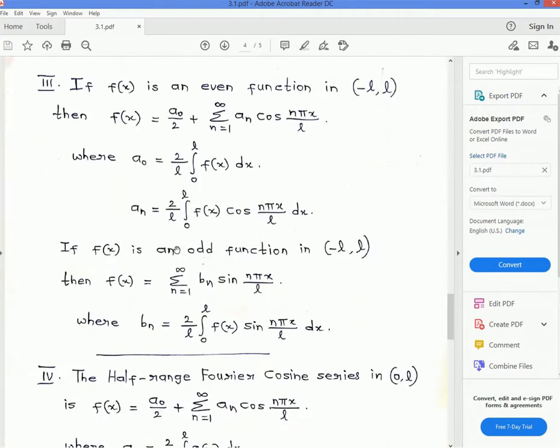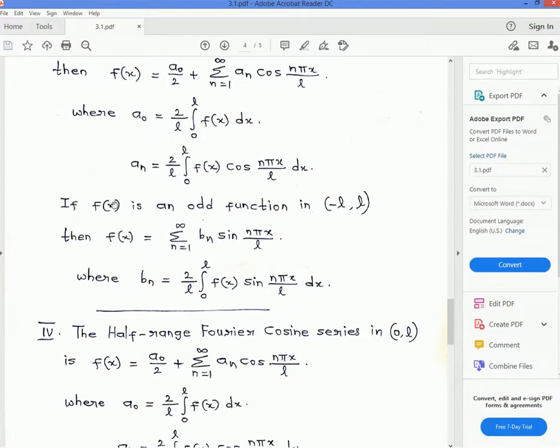So if f of x is an odd function, then the Fourier series in the interval minus L to L is f of x equal to sigma n equal to 1 to infinity b n sin n pi x by L, where b n is 2 by L integral 0 to L f of x sin n pi x by L.